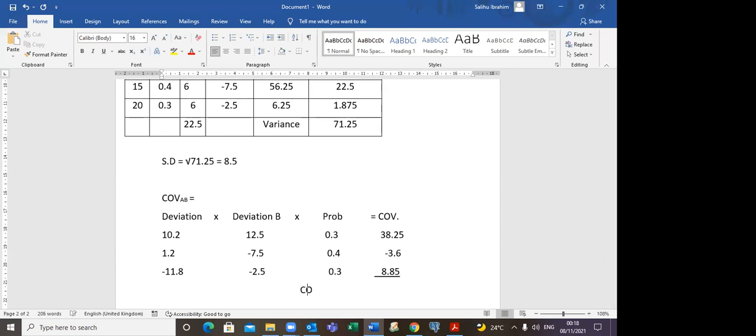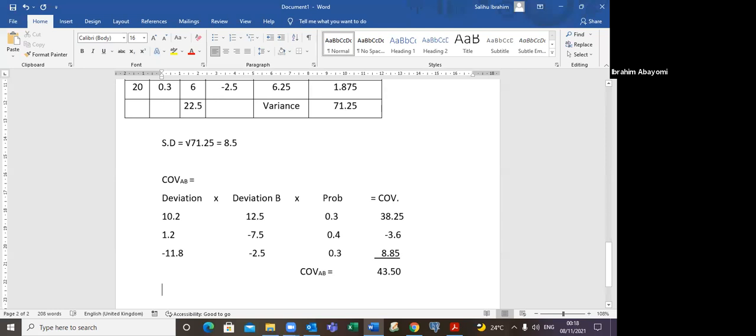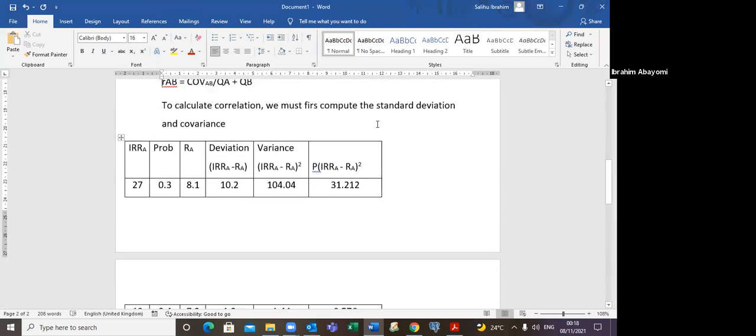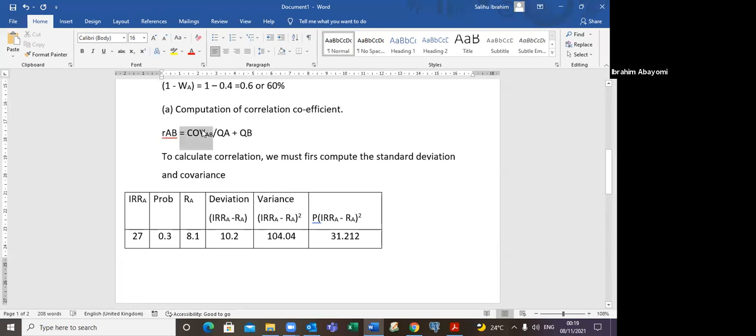So covariance AB is equal to, you say what? 43.5. That's the covariance. Now I can go and calculate my correlation. I know my covariance now. I know my standard deviation. So I can calculate my correlation.